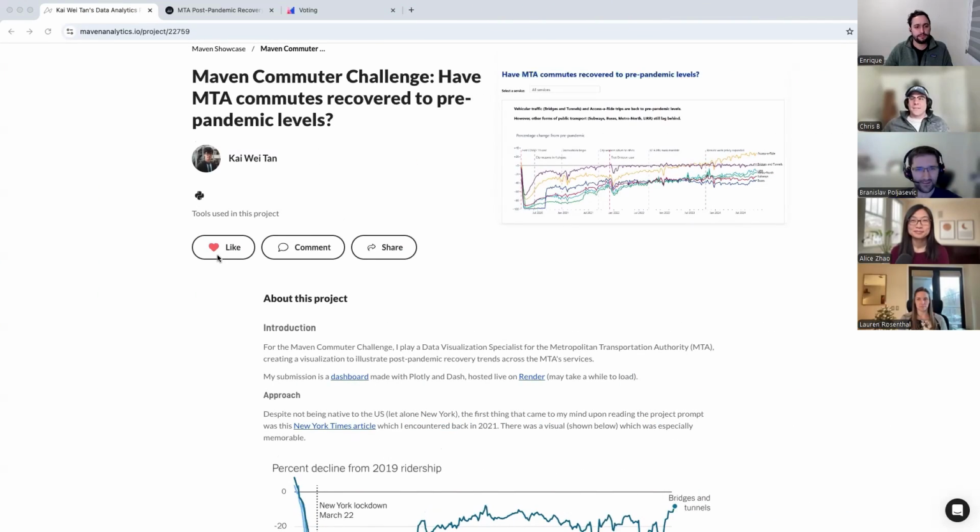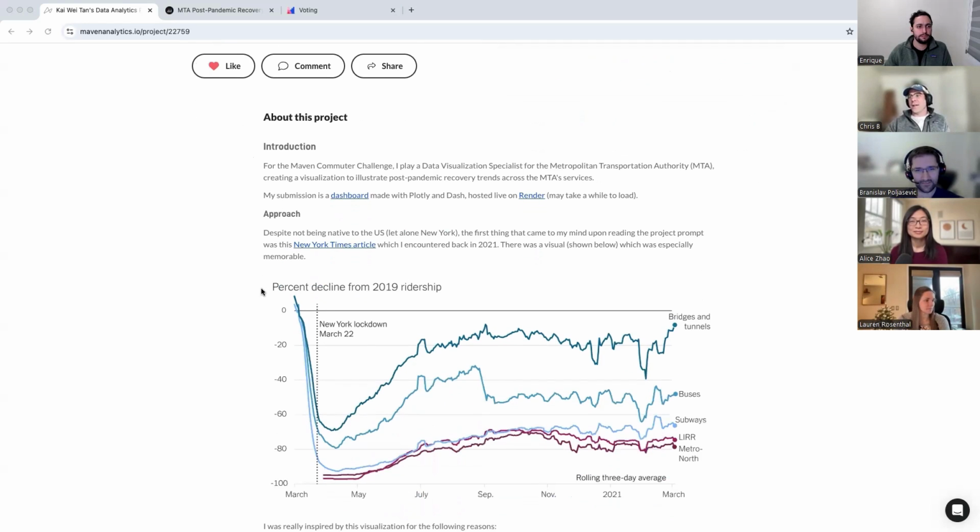So let's get started. Wei Tan did his project in Plotly, which for me, having produced a Plotly course, is always a little plus, but I promise I won't let that bias my judging. I was really excited to see a handful of the Plotly projects come in, and Kaiwei's was definitely one of the most appealing. Really strong write-up.